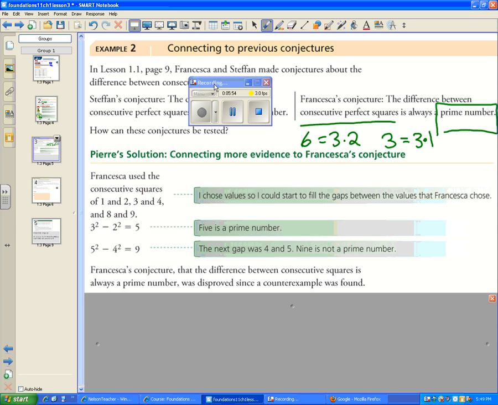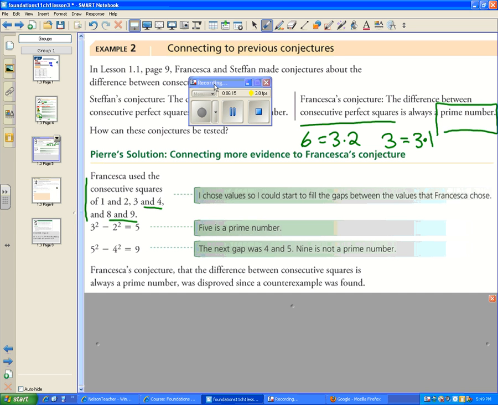So Francesca used the consecutive squares of 1 and 2, 3 and 4, and 8 and 9. So what Pierre did is said, wait a second. He did 1 and 2, he did 3 and 4, he did 8 and 9. He skipped over some things. Let's see if I try those numbers, what will come up.